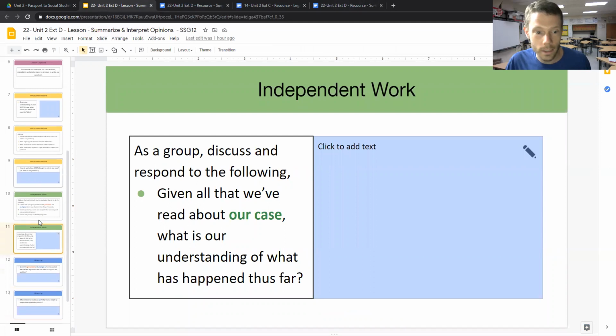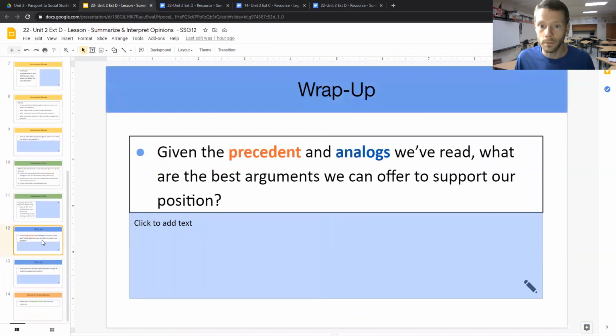Right, so in the lesson itself, your teacher may have you do as a wrap up, given the precedent and the analogs that you've read for the current court docket, what are the best possible arguments that can be offered to support your position? And then you'll use this information to help you with the creation of your amicus brief.